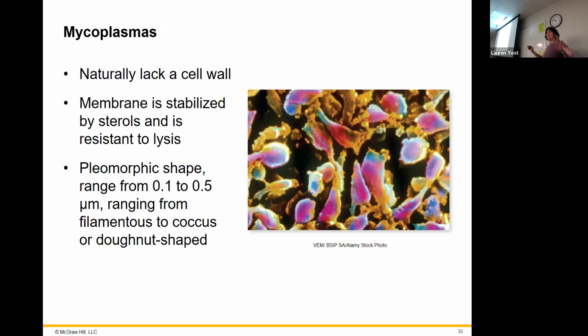Mycoplasmas, these are the ones that don't have a cell wall. They're the only ones that you need to care about that don't have a cell wall. So they're pleomorphic because they don't have anything to do with a cell wall holding their shape, not even a thin one. They're just cellular membrane. I think they have sterols like cholesterol, like we do in our cells, but that's it.